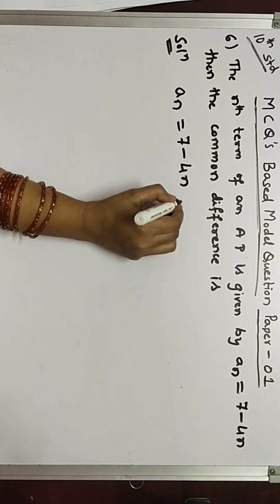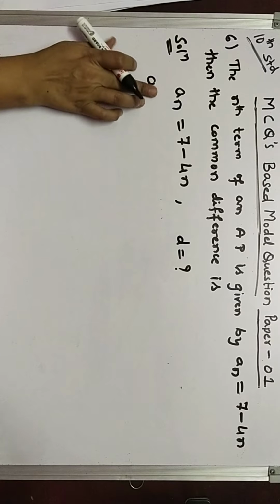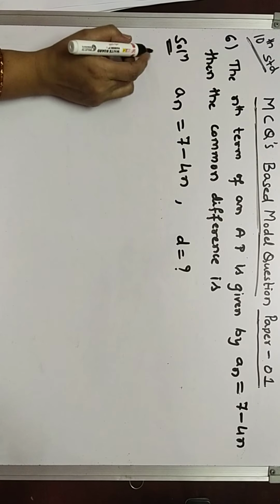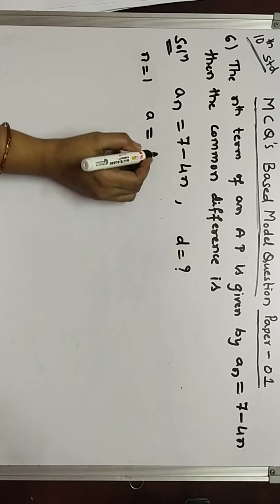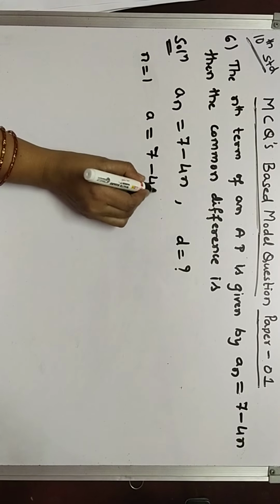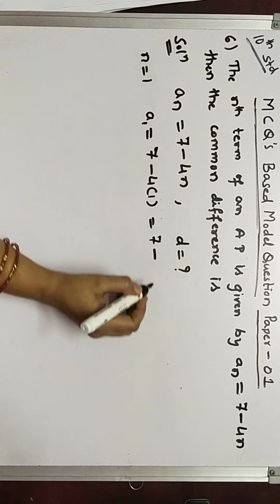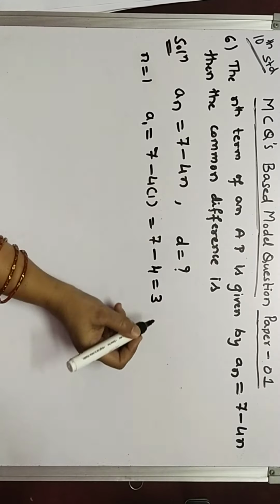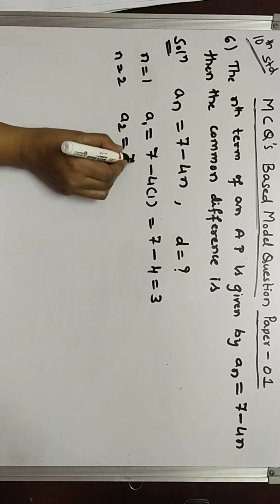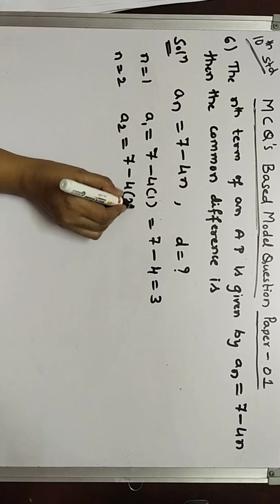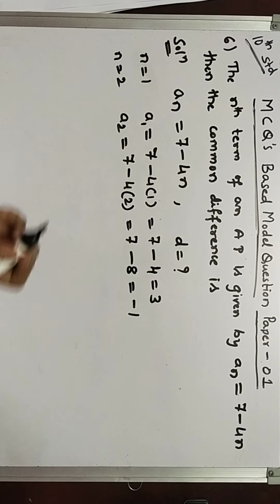Then the common difference is, so D is equal to question mark. You take the first term by putting the value of n equal to 1. So n is equal to 1, so A1, the first term, is 7 minus 4 into 1, which is 7 minus 4, that is equal to 3. Next, n is equal to 2. So A2 is 7 minus 4 into 2, which is 7 minus 8, equal to -1.